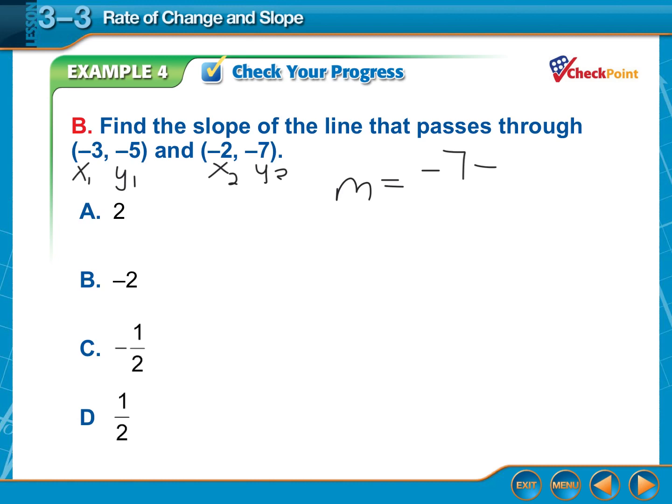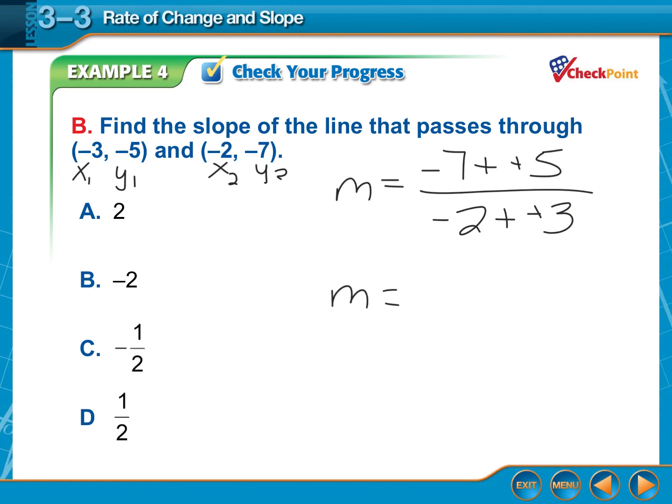Oh, I'm sorry. It's -5. Anyways, 2 negatives make a positive. Do we all understand why it turns into positive? Okay. What's my x2? -2. It's always subtraction. What's my x1? -3. What happens? The 3 turns into a positive. So now we just need to evaluate those.